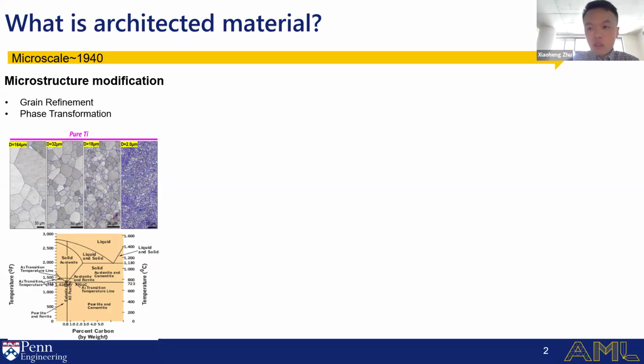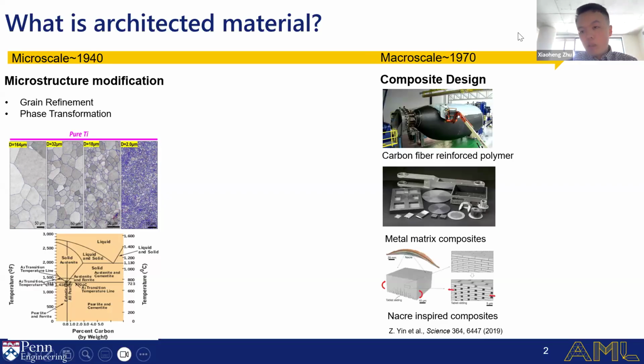Here I give a history map of the development of architected materials. Basically, in the 1940s, for engineers who wanted to improve a material's mechanical properties, especially the failure properties, they needed to focus on microstructure modification, which means tools like grain refinement and phase transformation, so that they can try to toughen the material. Then with the development of manufacturing methods in the 1970s, engineers introduced the idea of modifying materials at the micro scale.